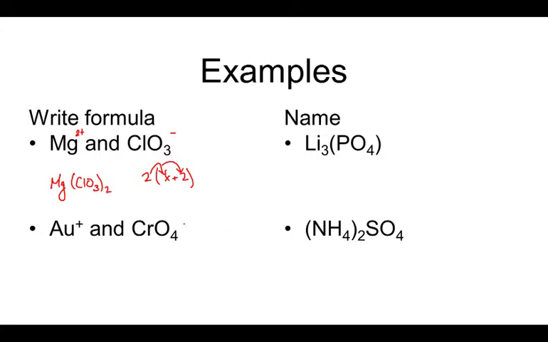You found that it was chromate, and it has a charge of 2-. All right, so this is gold chromate. Now we see that gold here has a charge of +1, and chromate has a charge of 2-. We can do crisscross, or we could see that gold has a charge of +1, chromate has a charge of 2-, so we need 2 golds for every 1 chromate.